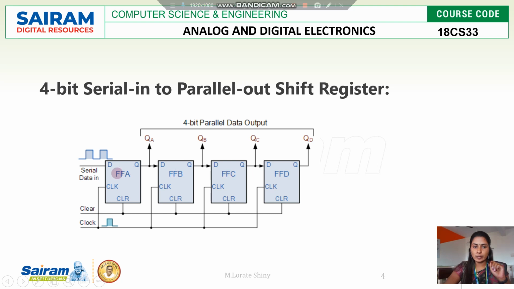To the first flip-flop we will send the serial data. Then the output will be transferred to the second one, the third one, the fourth one. This is 4-bit serial in, parallel out. So we are sending the serial data, but we are getting the parallel outputs. Simultaneously we are getting QA, the output of the first flip-flop, and the outputs of the second, third and fourth flip-flops.